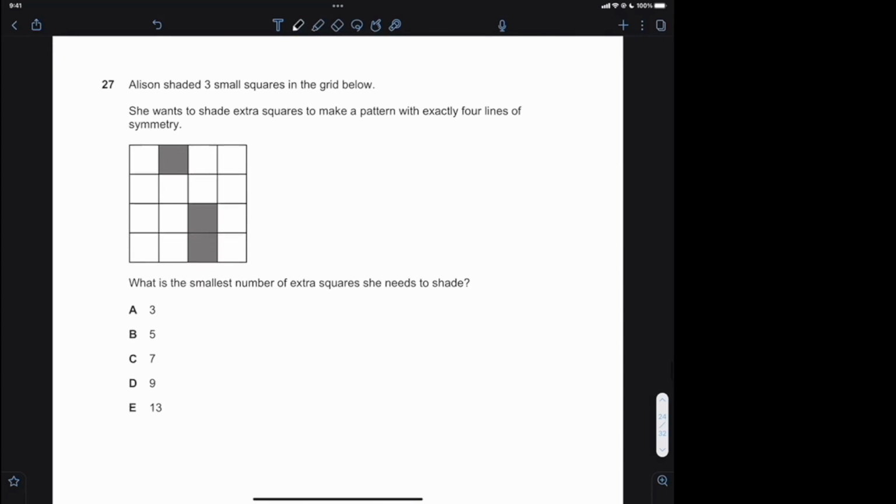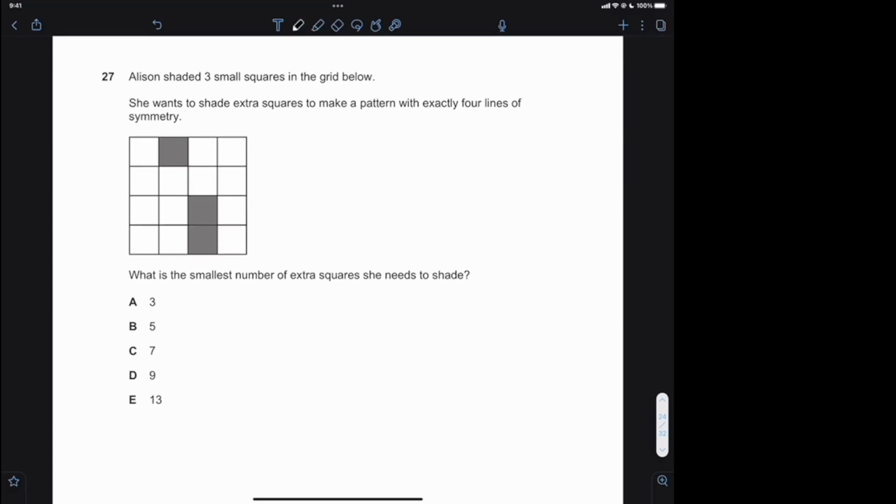Alison shaded 3 small squares in the grid below, right, these ones depicted. She wants to shade extra squares to make a pattern with exactly 4 lines of symmetry. What is the smallest number of extra squares she needs to shade? These ones can always be challenging because you don't know if you can find an example that works, but you don't know if it's the smallest number or if there's another way.